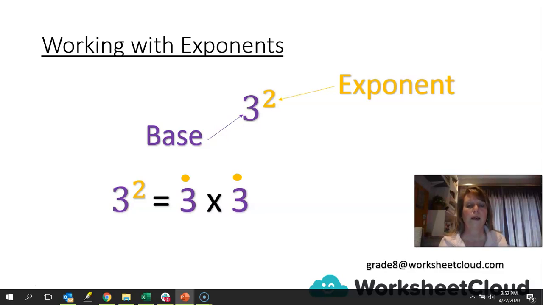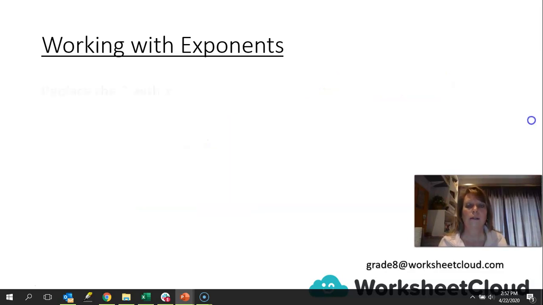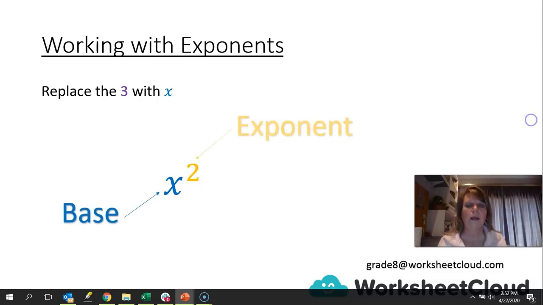Okay, let's now take that 3 and change it to an x. We're now going to replace the 3 with an x. It's no big deal. All we're doing is replacing a constant with a variable. We've got x squared this time. We've got the base as being x and the 2 as being the exponent. What does that mean? It means x is multiplied by itself twice, x times x. There we go, 1 and 2, because our exponent is a 2. Remember, the exponent tells us how many times the base is multiplied by itself.